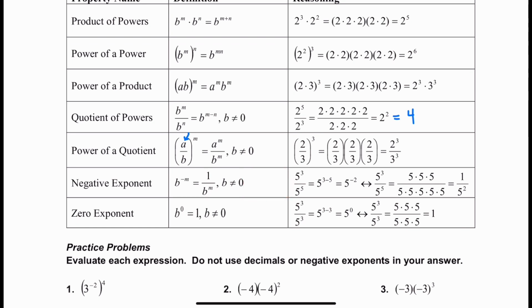So this is going to be the same as if I subtracted 3 minus 5, I get a -2. That's going to be the same as having 1 over 5 squared. So we're taking and combining this thing right here. If I subtract the exponent, 3 minus 5 gives me a -2. That has to be equal to 1 over 5 squared.